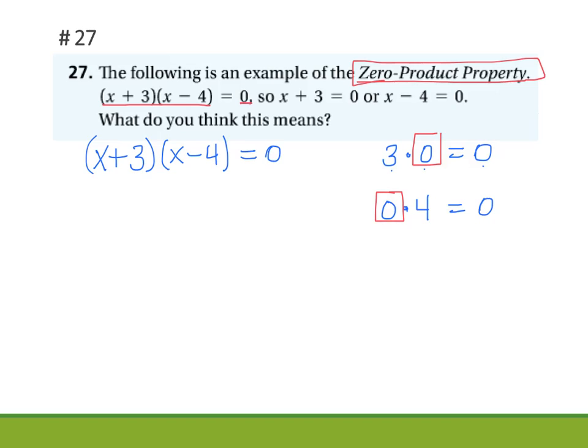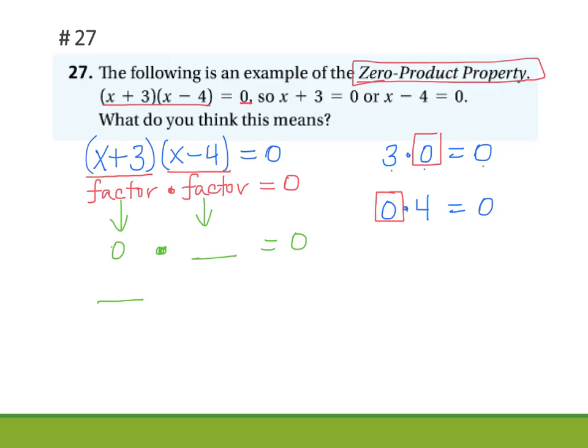So what I'm saying is this. X plus 3 is the first factor. It is being multiplied by the second factor, x minus 4, and the two factors have a product of 0. What that tells me is that one of these two factors has got to equal 0, because the only way to get a product of 0 is for at least one of them or both of them to equal 0. So either the first one can equal 0 or the second one can equal 0, but one of the two of them has to equal 0.